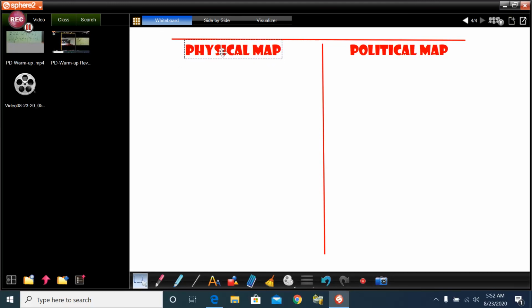Okay. So on your paper, you can draw this T-chart right here. And put physical on one side, political map on the other. And just write down 3 differences. And that will be your exit ticket for the class today.